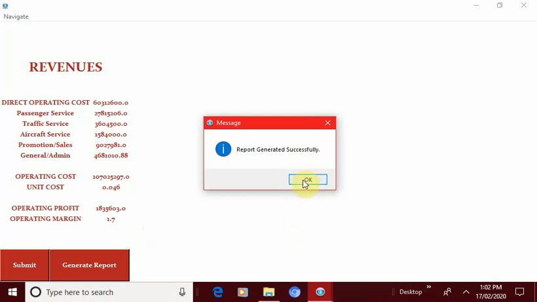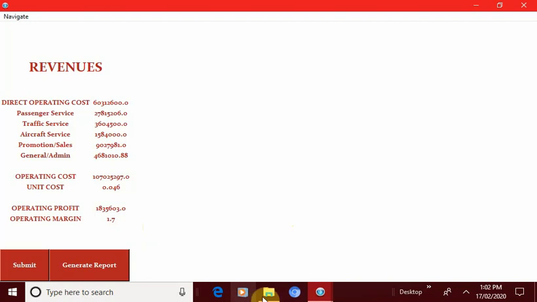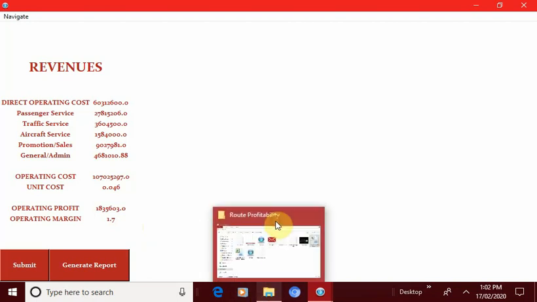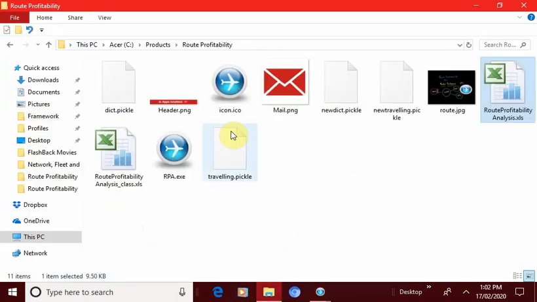Report generated successfully. Okay, let's go to the folder from where we have executed the executable, that is the exe file, and here you can see this particular report generated, route profitability analysis under scope class. This is different from the first report which was generated. So this is an Excel file, let me open it.